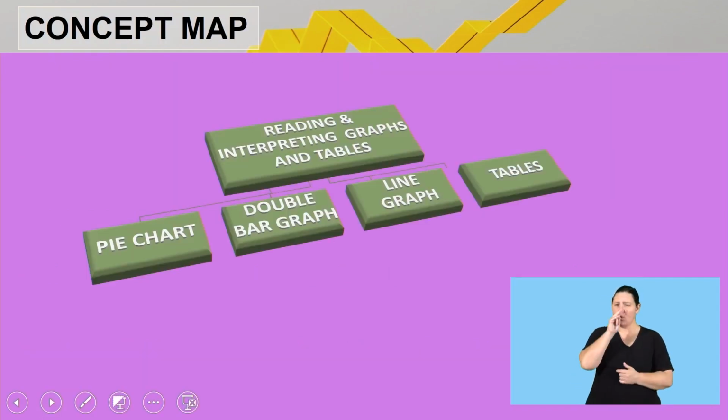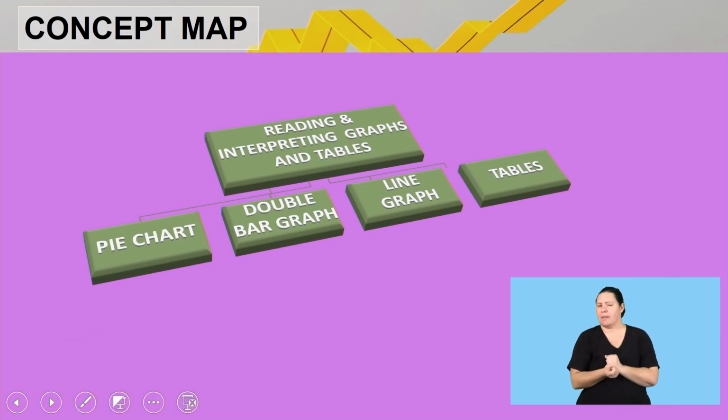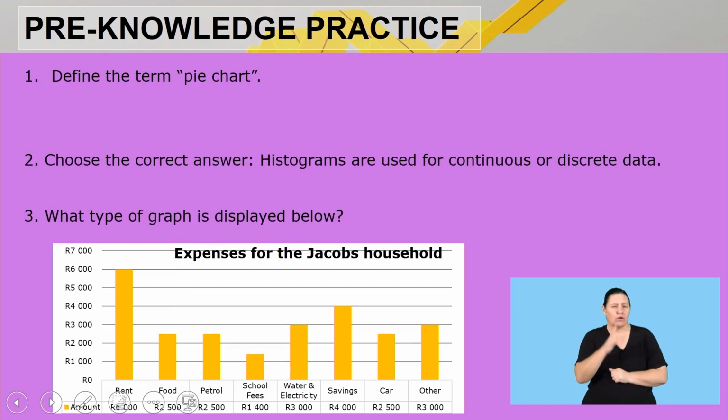Now let's quickly look at what exactly we will be focusing on. As I indicated, reading and interpreting of graphs and tables. Today we will look at pie charts. Thereafter we'll focus on double bar graphs, then line graphs, and then we'll also look at tables, just to give an idea of what is still in store. Then let's quickly check with you what you should know by now.